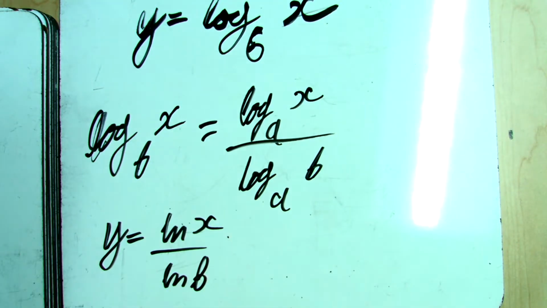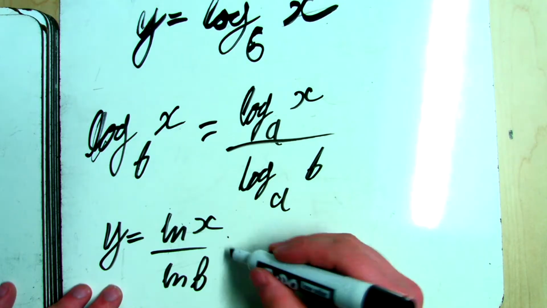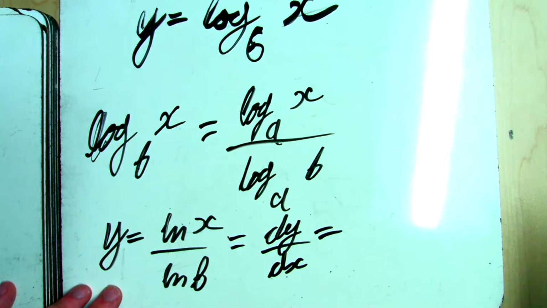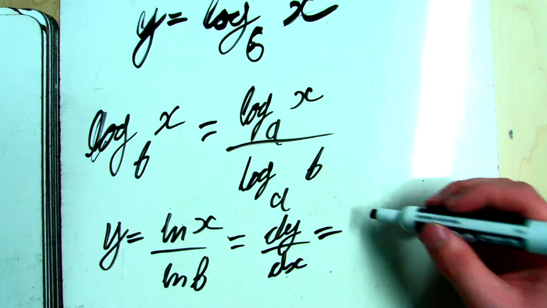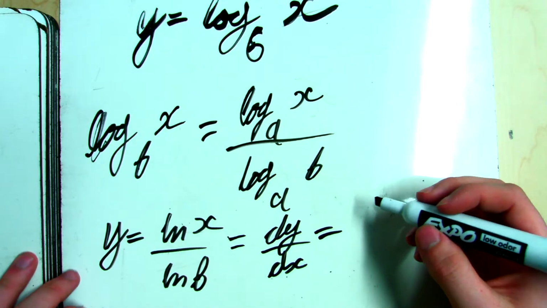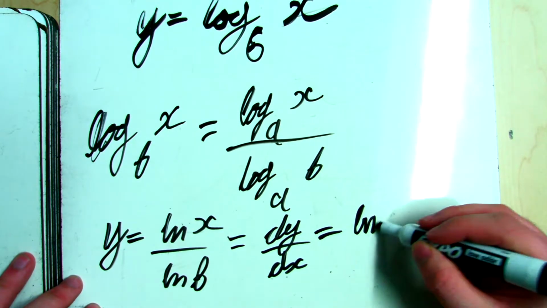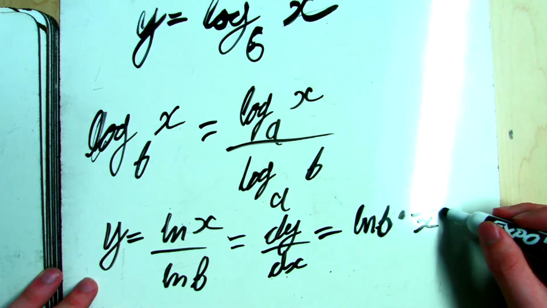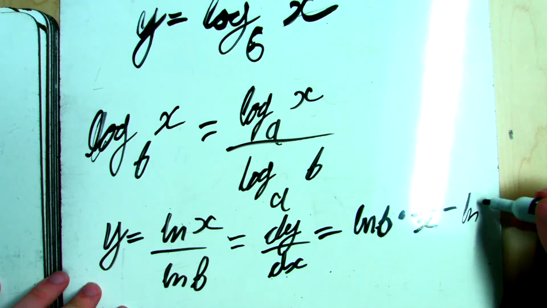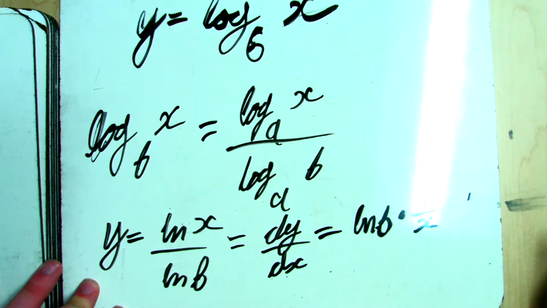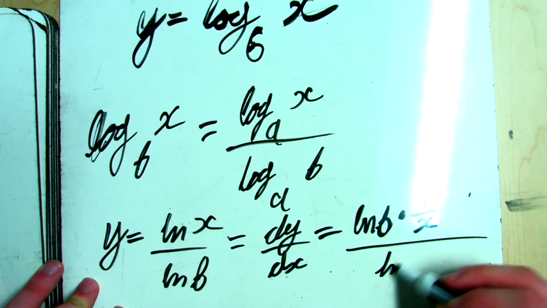And from here, we can derive it more easily, since dy dx will be equal to the bottom, ln of b, times the derivative of the top, 1 over x, minus the top, ln of x, times the derivative of the bottom, which is a constant, which is 0, all over the ln of b squared.